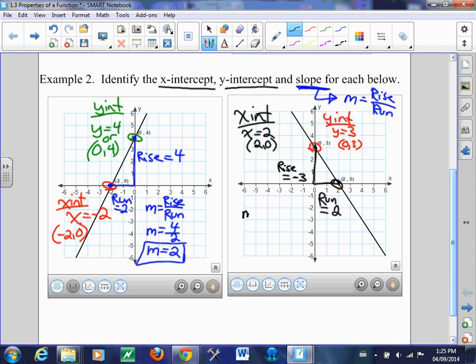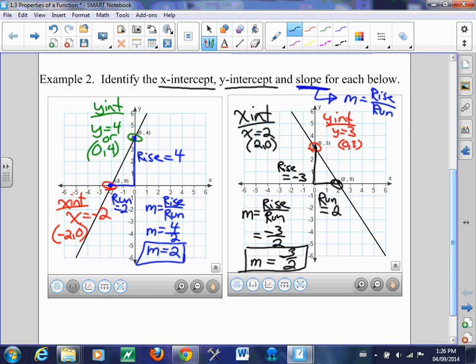So to figure out your slope, again, tell me your formula. Rise over run. Or in this case, you could use y2 subtract y1 over x2 subtract x1. If you know how to do that, no problems. You sub that in. That's another correct way to do it. Okay, so rise is -3 over 2. So my slope equals -3 over 2.